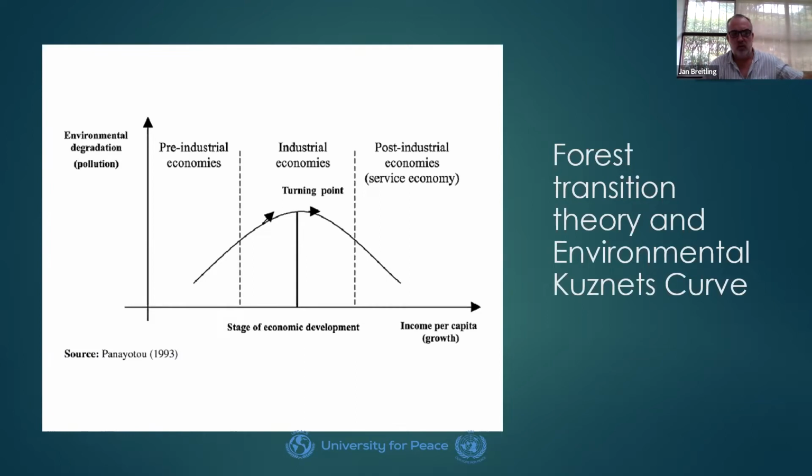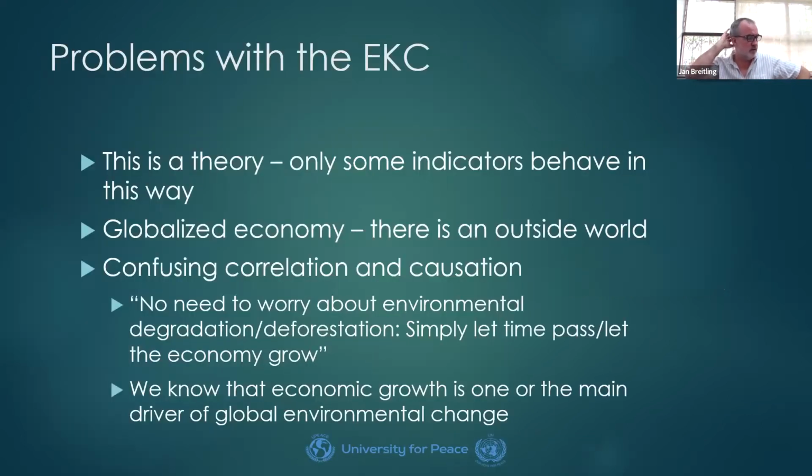And again, without getting too deep into that, because we could have a whole session on this curve alone, there are some problems with this model, right? So like I said, first of all, it's a theory. It's not necessarily true for many indicators; at least for environmental indicators, it's not true. It also kind of forgets that we're living in a globalized economy, right? So whatever happens in one country doesn't mean that it happens in all countries. Whatever happens in one region or country can have impacts in other parts of the country or of the world. And again, a big problem with these kinds of theories is that they lead people to confuse correlation with causation.